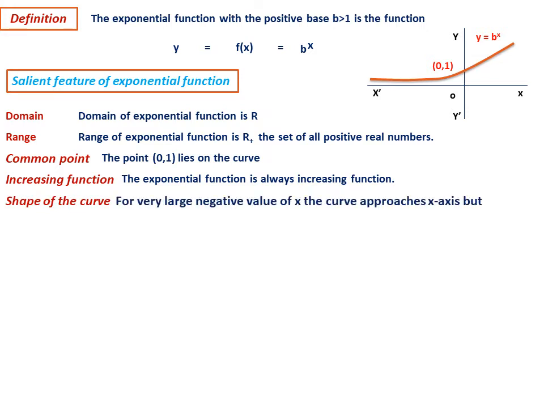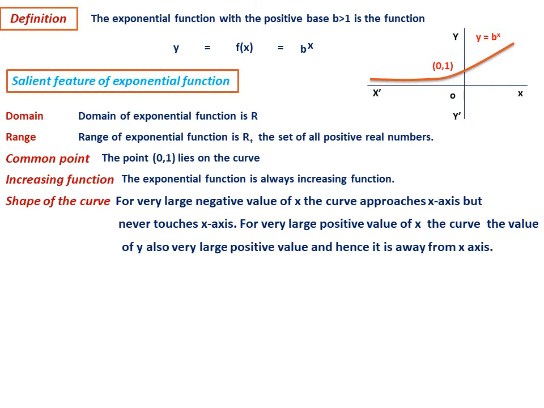Then the shape of the curve. See, for a very large negative value of x, the curve approaches the x-axis, I told you already, and never touches the x-axis. For a very large positive value of x, the value of y is also a very large positive value, and hence it is away from the x-axis, so it goes up. So this is another important feature.